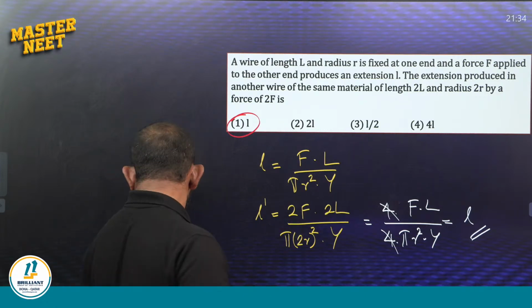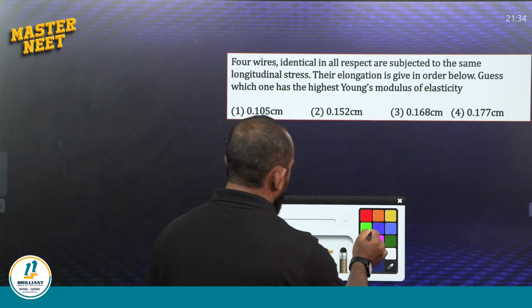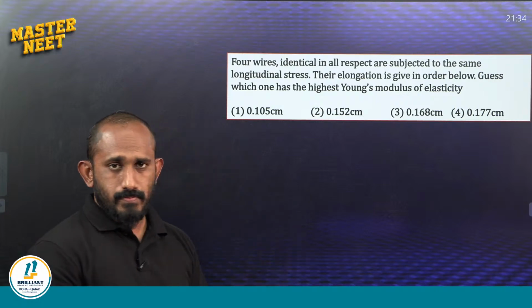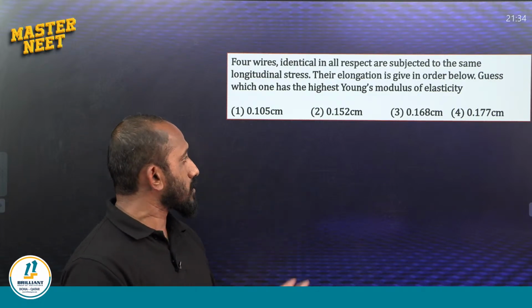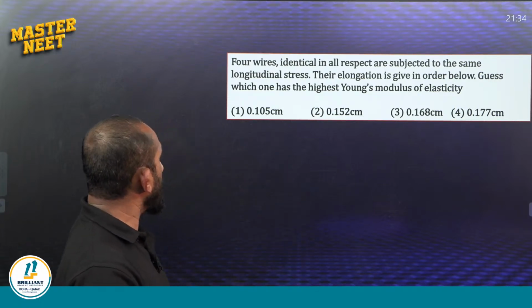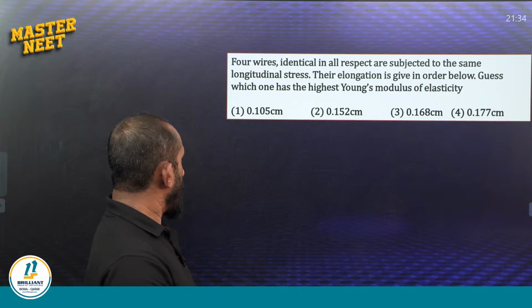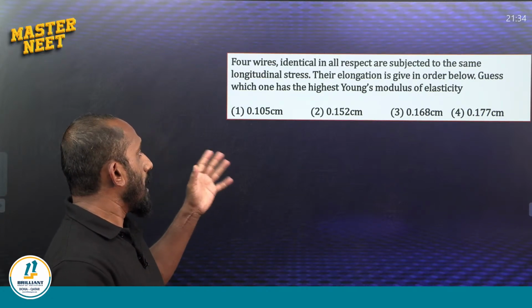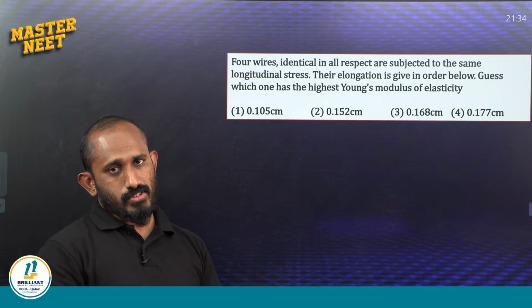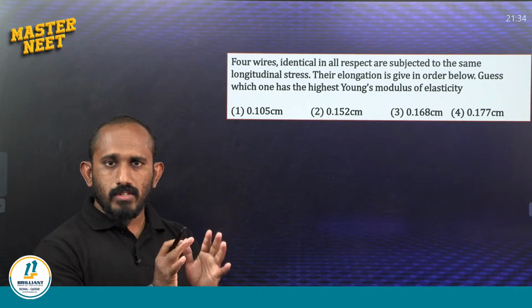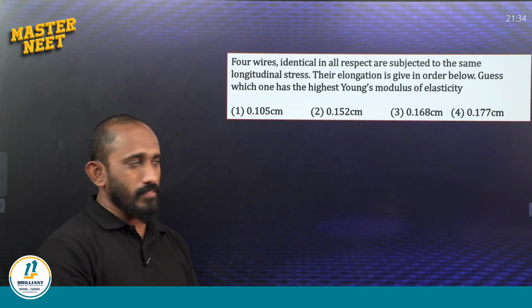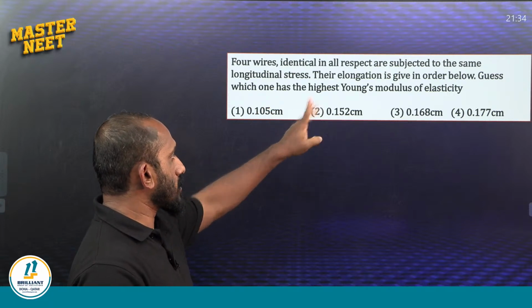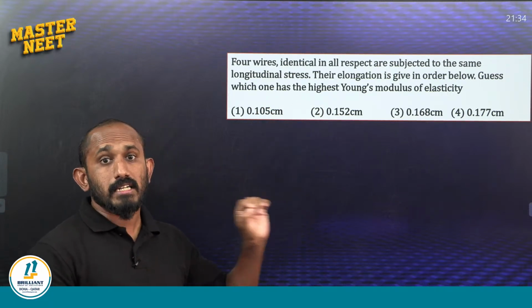Next question, let's see. 4 wires, identical in all respects, are subjected to the same longitudinal stress. Their elongation is given in order below. Guess which one has the highest Young's modulus of elasticity. So all wires of same area of cross section is there, same force and everything is there. Okay, then elongation is given in the order below. Elongation, delta L value is given.